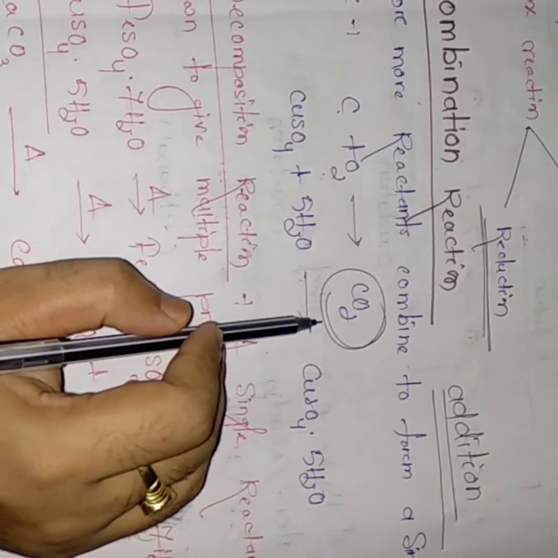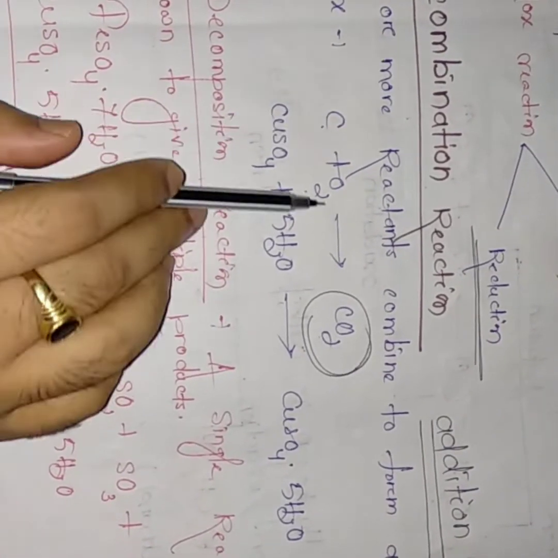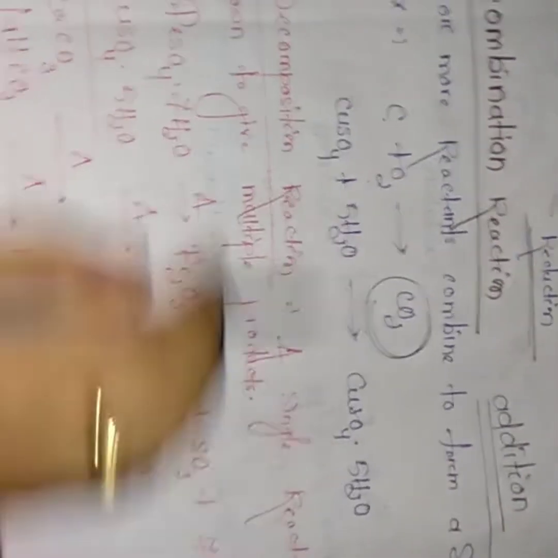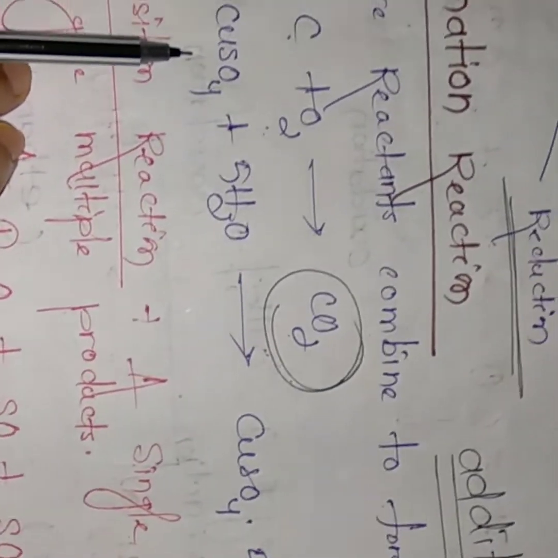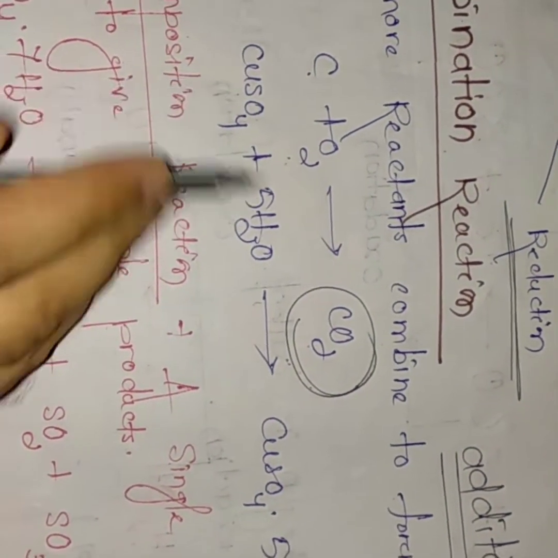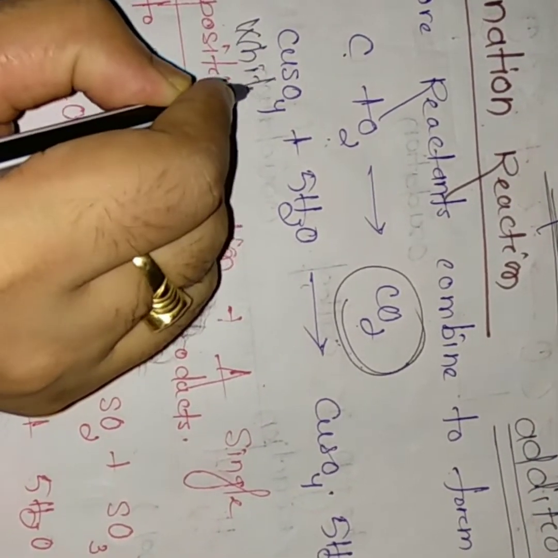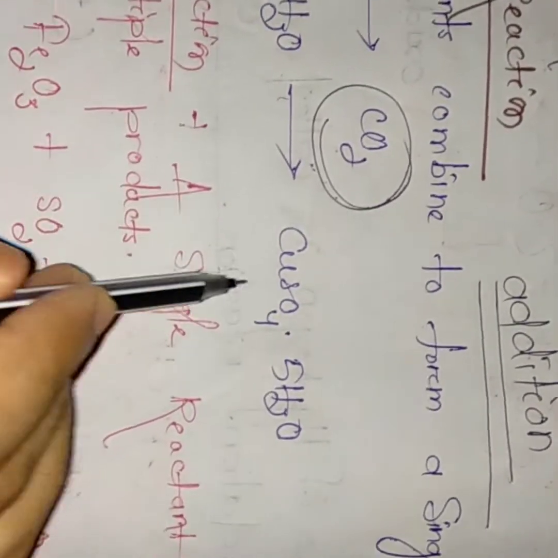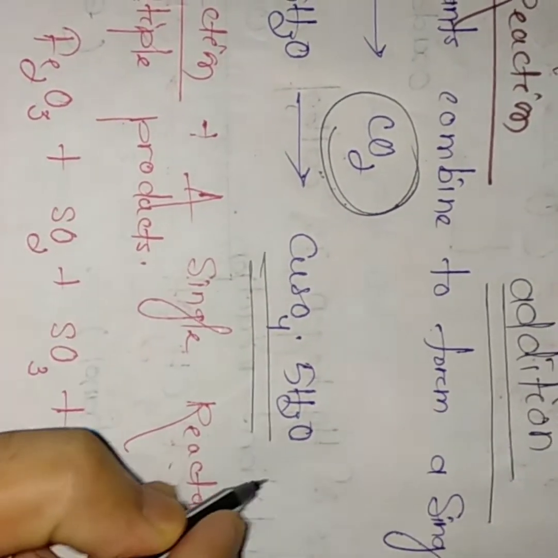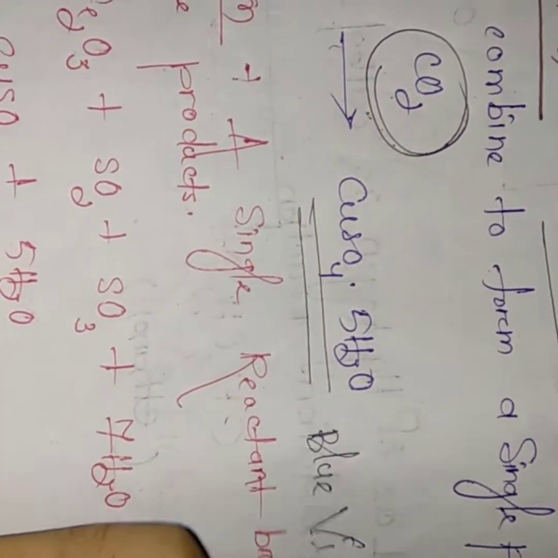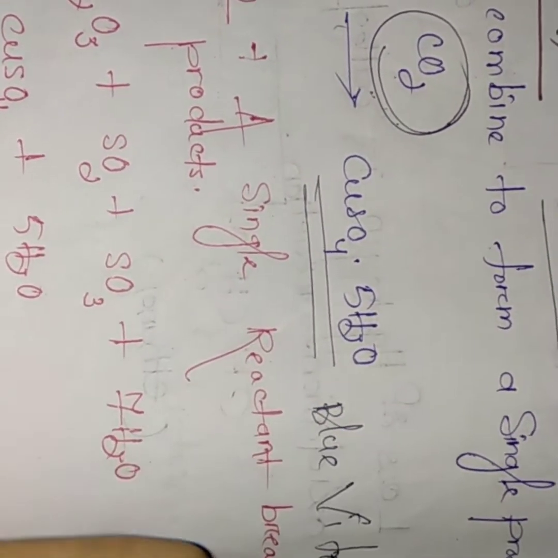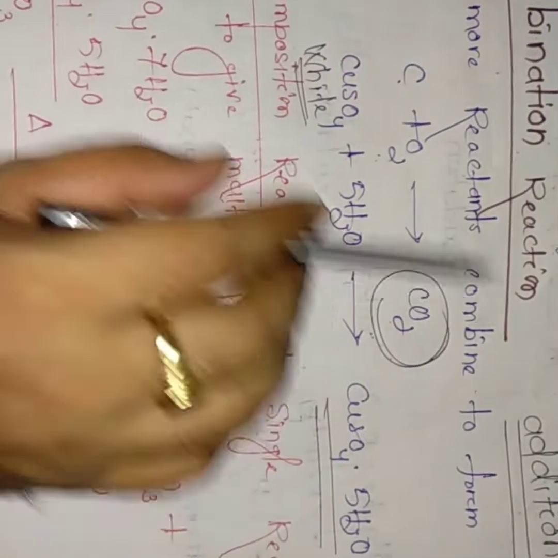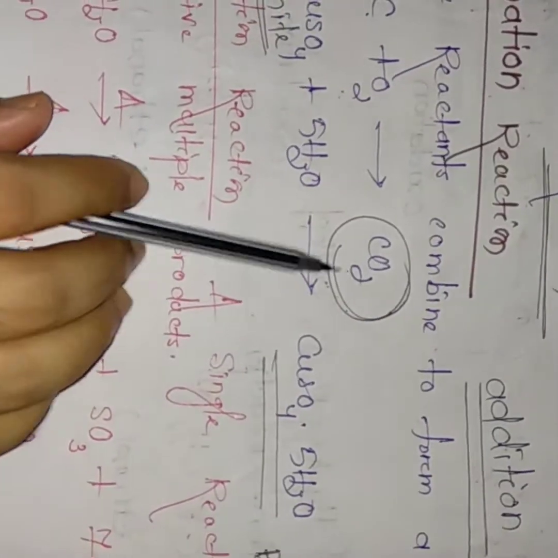This is a combination reaction, and you can see clearly that it has only two reactants and you will get only one product. In this case also, this is copper sulfate and it is white in color. When copper sulfate combines with 5 water molecules, then you will get copper sulfate pentahydrate. This is called blue vitriol. Its color is blue. Clear? So in combination reactions, reactants combine to give a single product only.